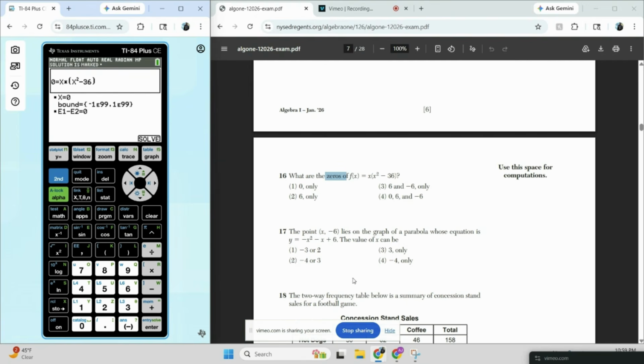Again, I am going to admit some of this, yes, you do have to know some of the concepts to be able to understand it. Question 17, I've got a point. It lies on the parabola that I have been so graciously given.